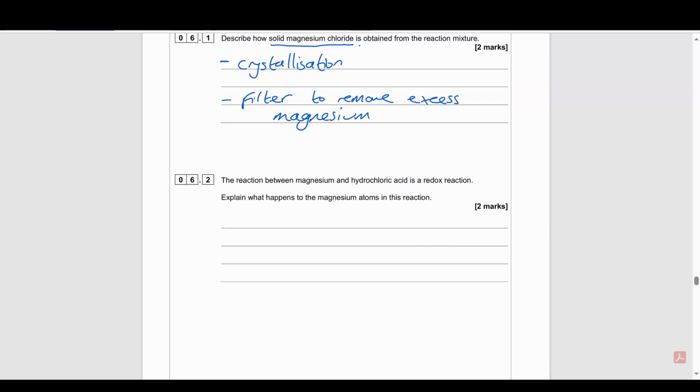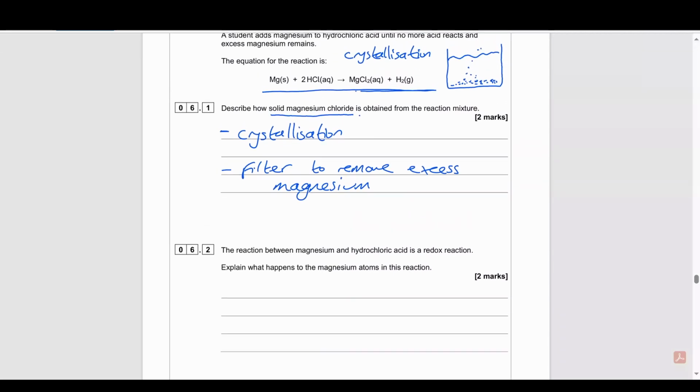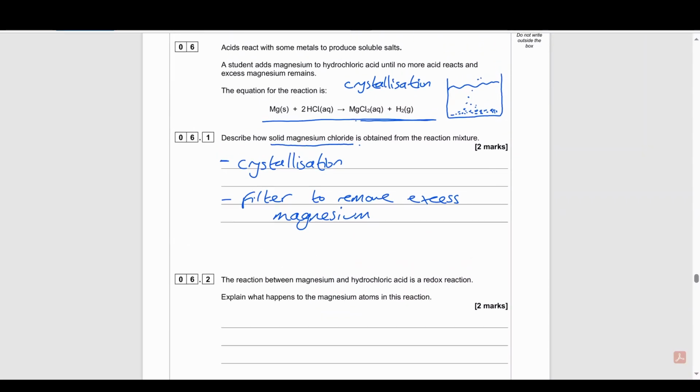(6.2) The reaction between magnesium and hydrochloric acid is a redox reaction. Explain what happens to the magnesium atoms in this reaction. So let's return to the equation. We are focusing on the magnesium atoms.